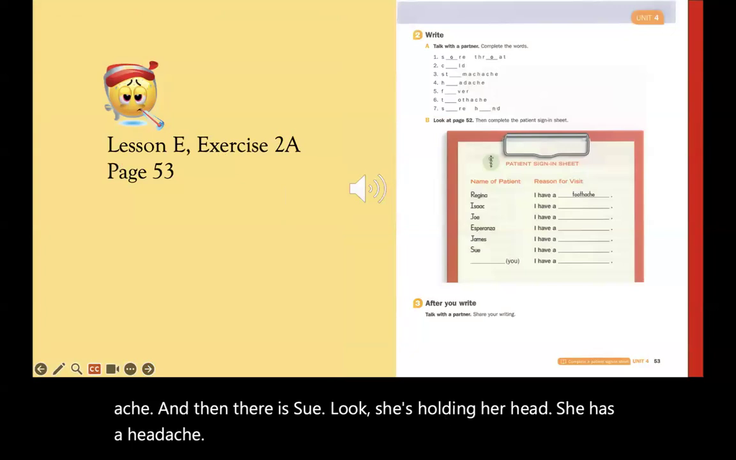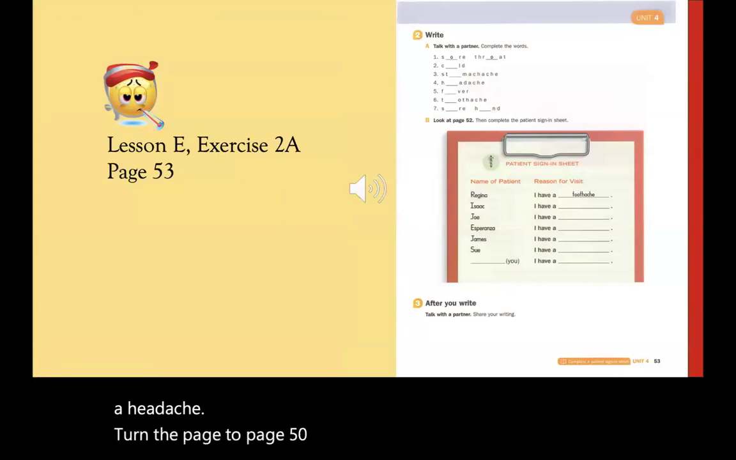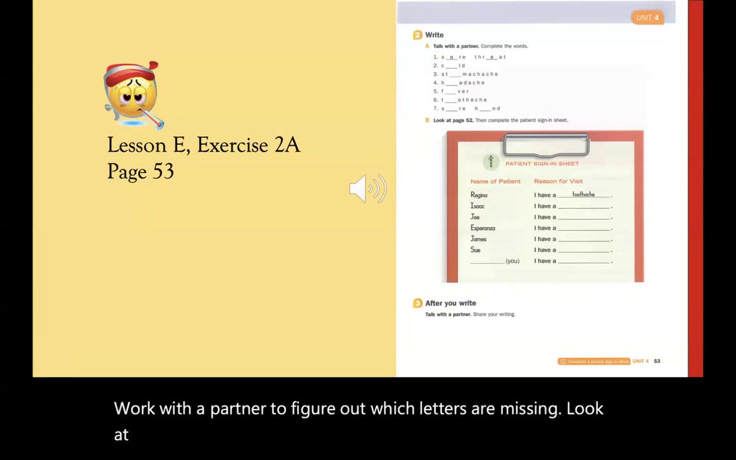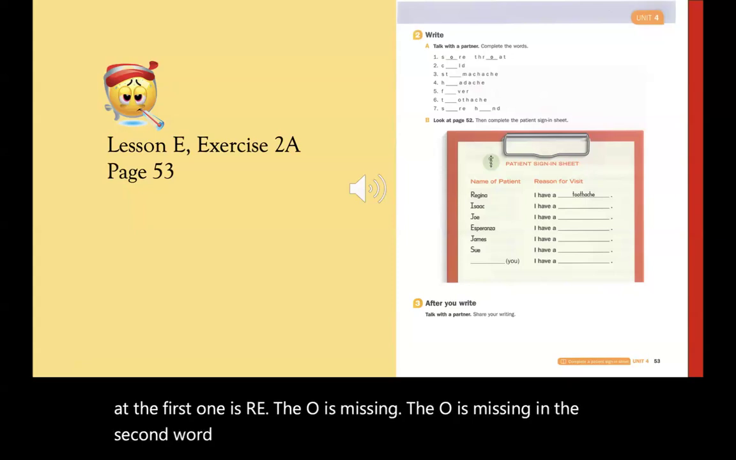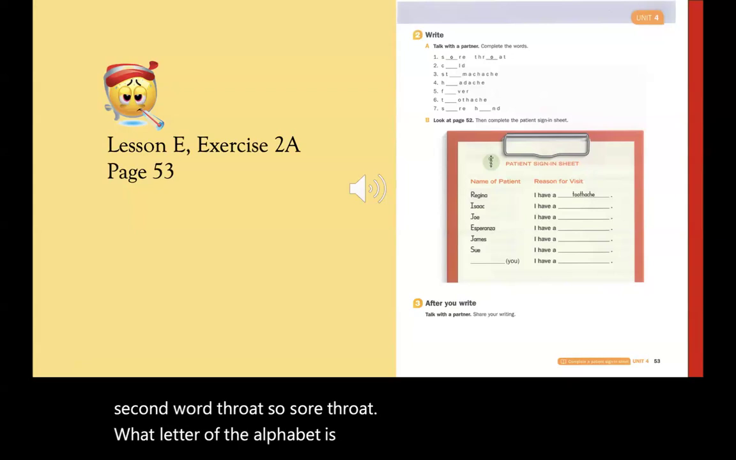Turn the page to page 53. Lesson E, Exercise 2A. Work with a partner to figure out which letters are missing. Look at the first one. S-R-E. The O is missing. The O is missing in the second word, throat. So sore throat. What letter of the alphabet is missing in number 2?